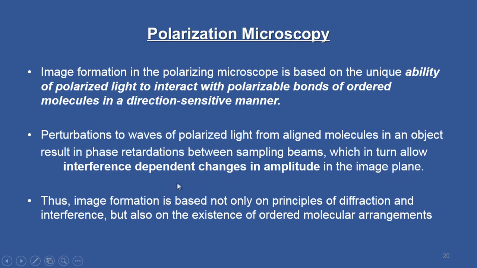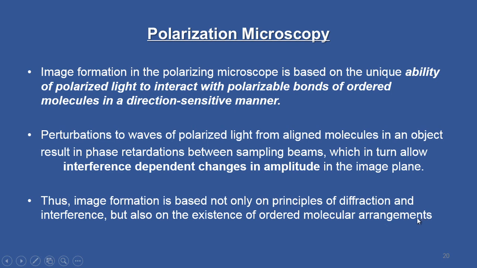So, I will read it again. The perturbations to the waves of polarized light from the aligned molecules in an object result in phase retardations between the sampling beams, which in turn allow interference-dependent changes in amplitude in the image plane. Thus, image formation is based not only on the principles of diffraction and interference, but also on the existence of ordered molecular arrangements.